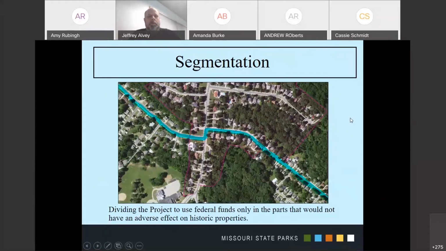So we wanted to talk about one thing here, which is called segmentation. Segmentation is an instance where an attempt could be made to divide a project so that you're only using federal funds in the parts that would not have an adverse effect on historic properties. And so this is not allowed. So the image I included here, let's imagine a hypothetical road project represented by the blue line here.